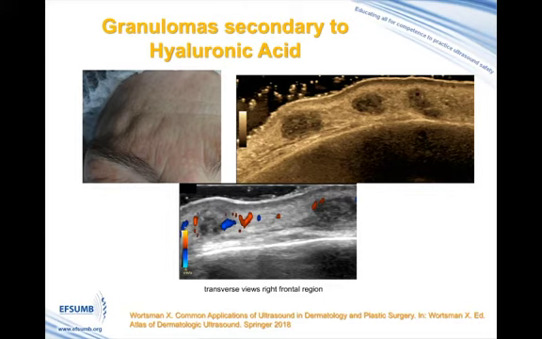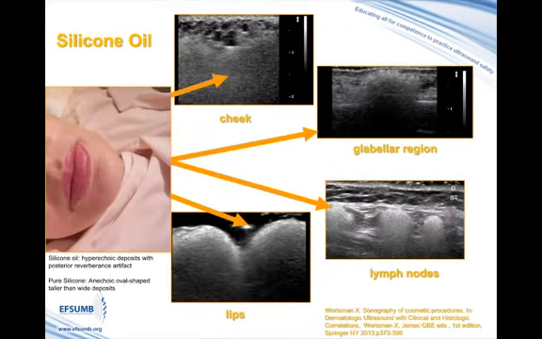A different filler is silicone oil, and as you can see, the appearance of silicone oil is hyperechoic and presents a diffuse posterior reverberation artifact. Silicone oil appears differently on ultrasound in comparison with pure silicone.